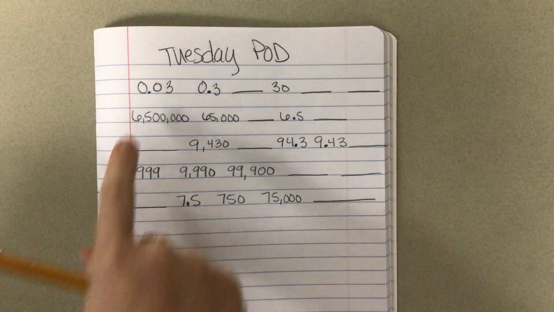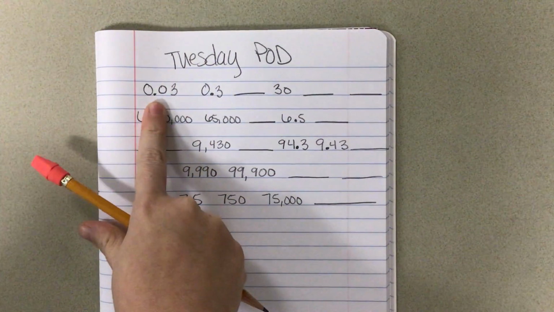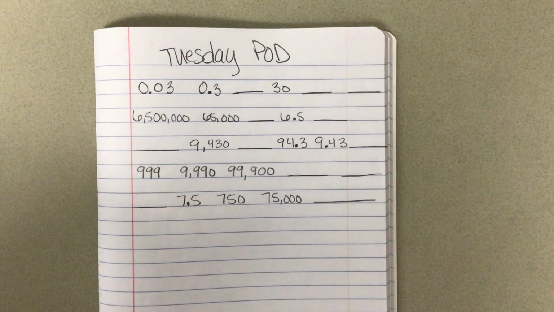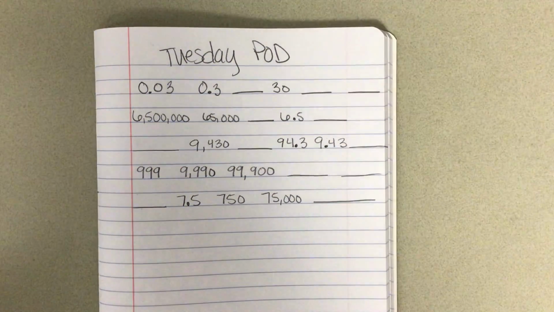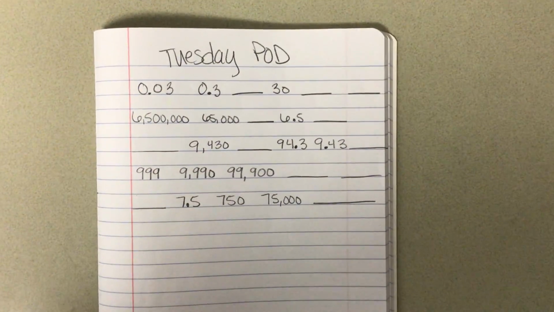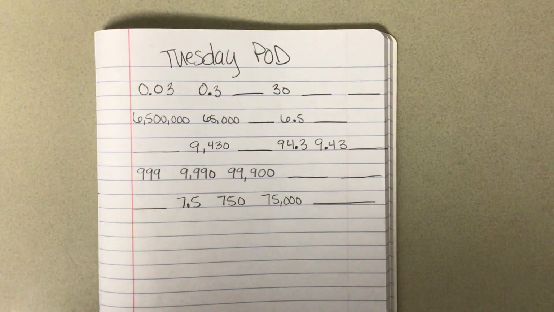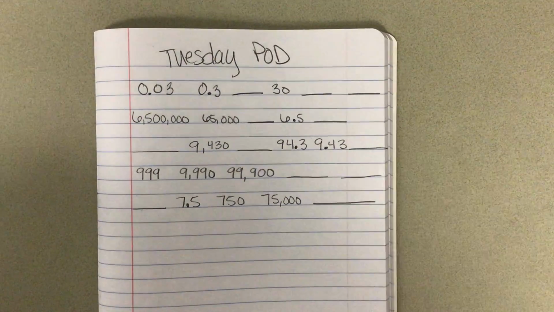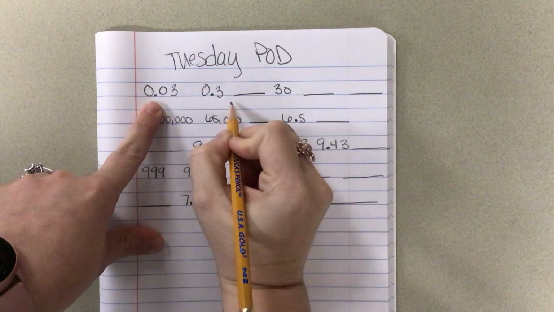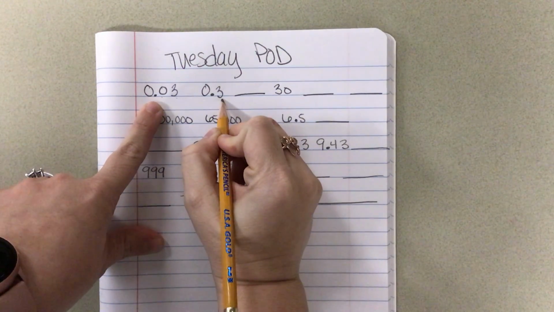Today we're going to look at place value and how numbers are related. So this first one we're looking at is what is the difference between this number and this number? What happened to that decimal? Well, the decimal moved in and made the number one place value larger. So it went from 3/100ths to 3/10ths.